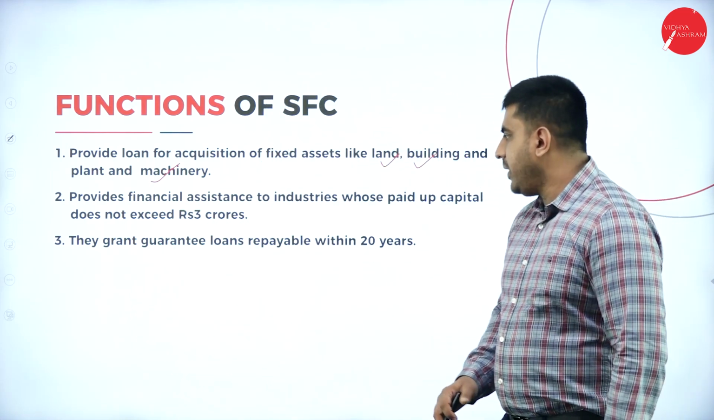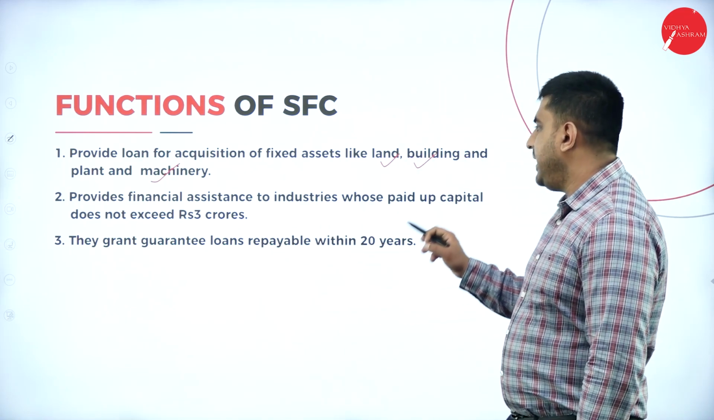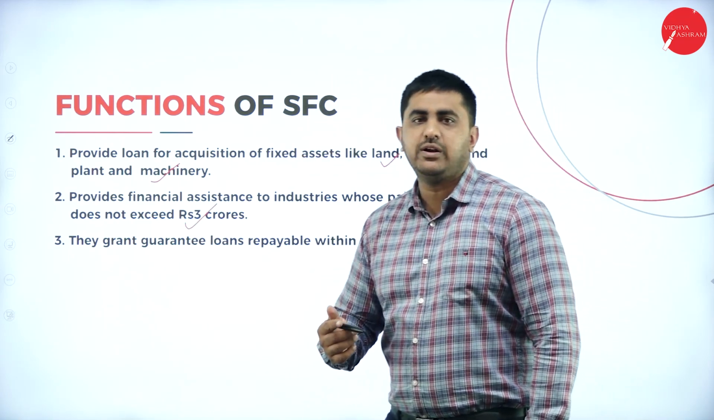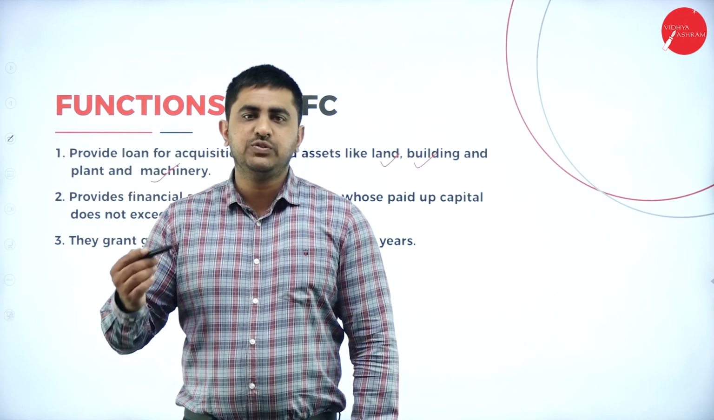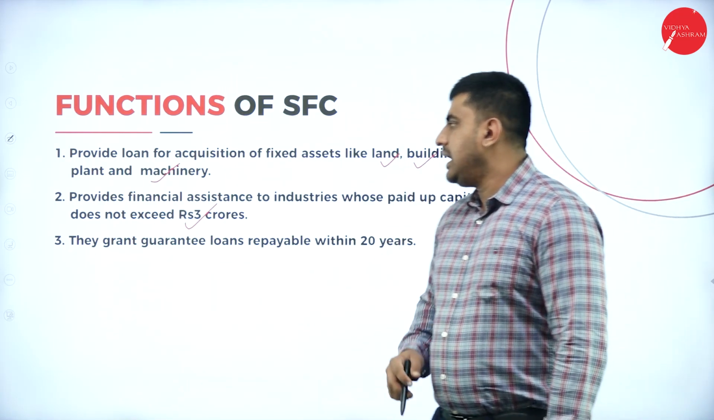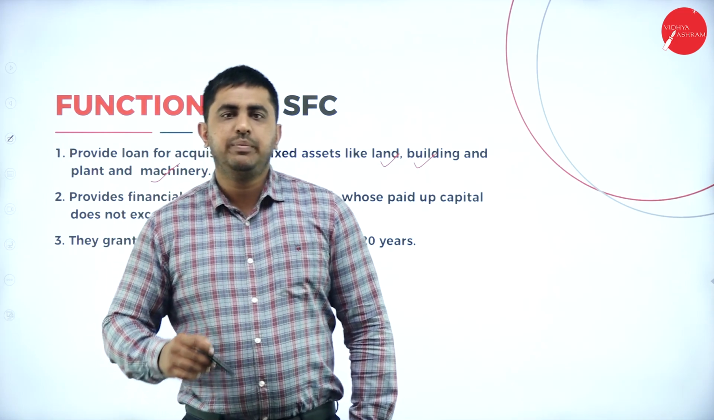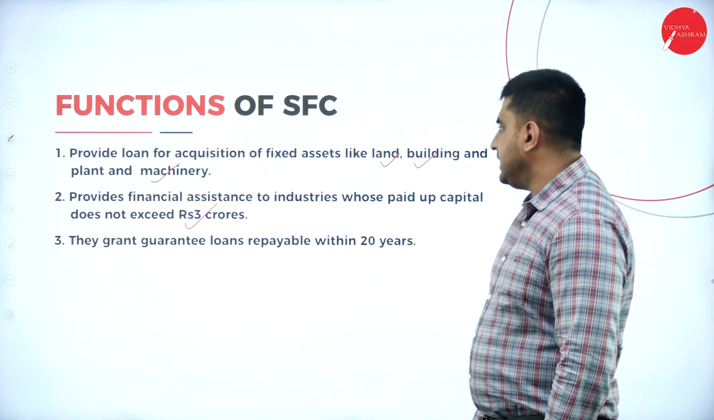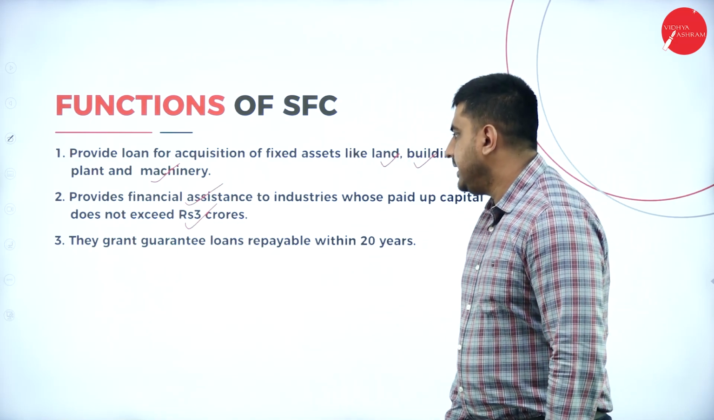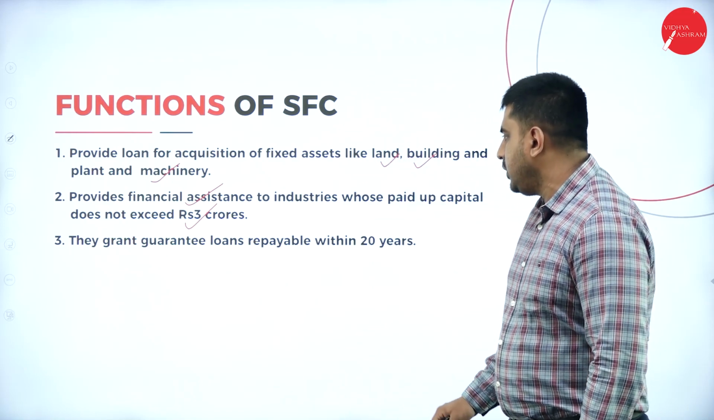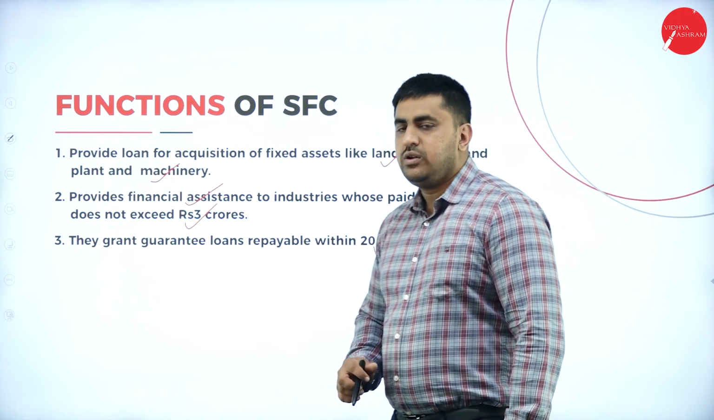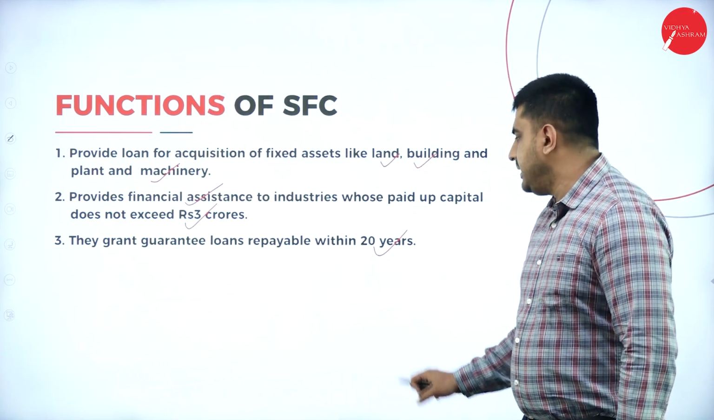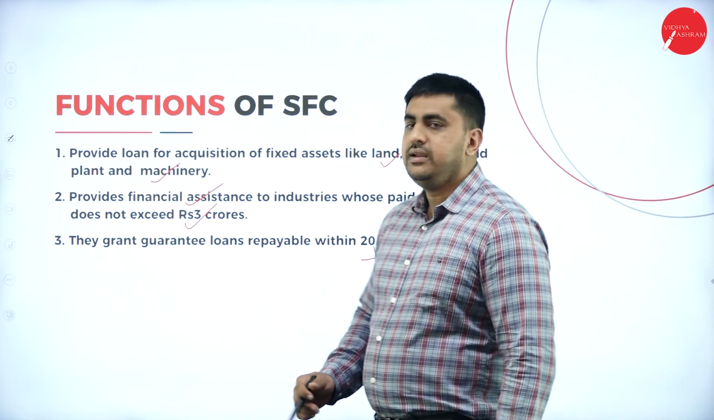Next, provides financial assistance to industries whose paid up capital does not exceed 3 crores. So for any financial assistance required by industries whose paid up capital is within 3 crores, these people are there to give financial assistance. Next, they grant guaranteed loans repayable within 20 years. The term of the loan will be 20 years, not more than 20 years.